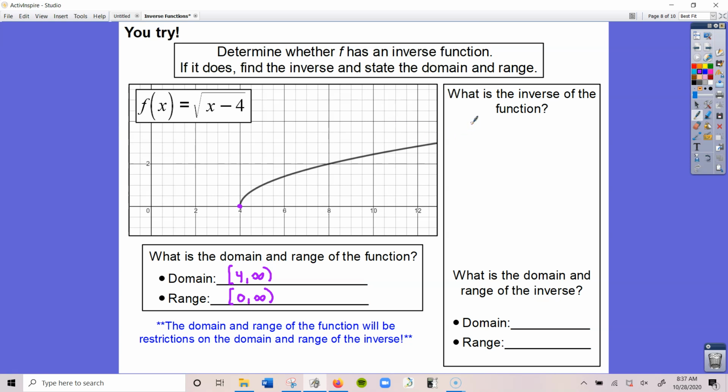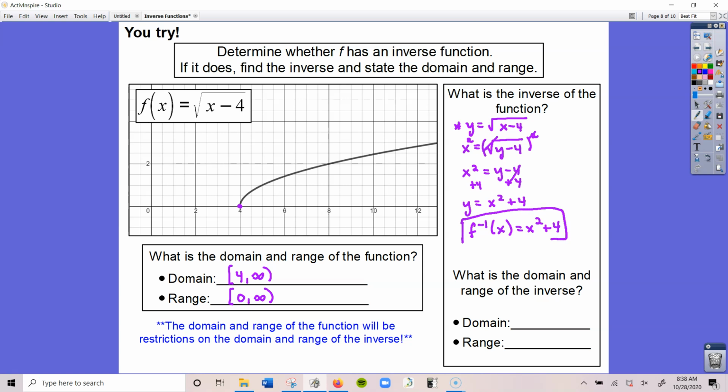Now let's go ahead and find the inverse. We have our function f of x is equal to the square root of x minus 4. Remember, we replace f of x with y. And now I am going to switch places. So x is equal to the square root of y minus 4. Now to solve for y, I'm going to have to get rid of this radical first, so I'm going to square both sides. What I have now is x squared is equal to y minus 4. And then I'm going to add 4 to both sides. So y is equal to x squared plus 4. This is my inverse function. f inverse is equal to x squared plus 4.